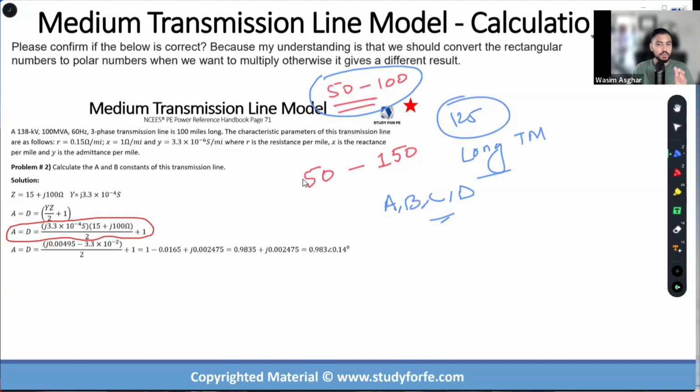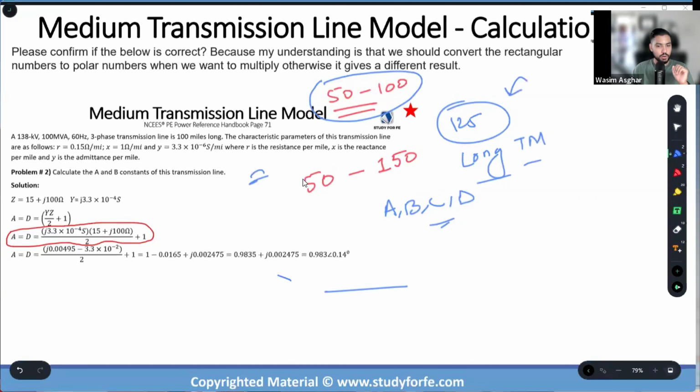And you can very well walk out of the exam thinking back about this question, having used 125 for the long transmission line model, and maybe solved the question and would have even ended up at option D, which would have been correct. Very likely. Okay. But guess what? All of that effort would have been wasted, useless.